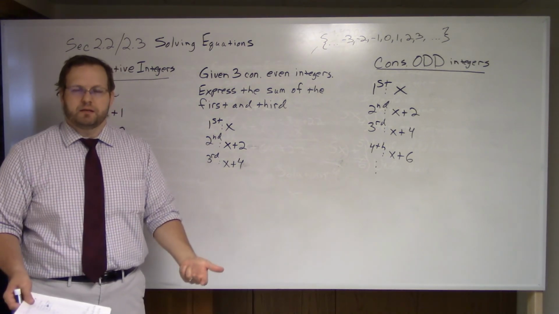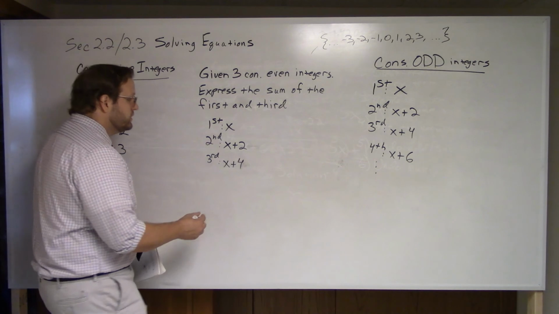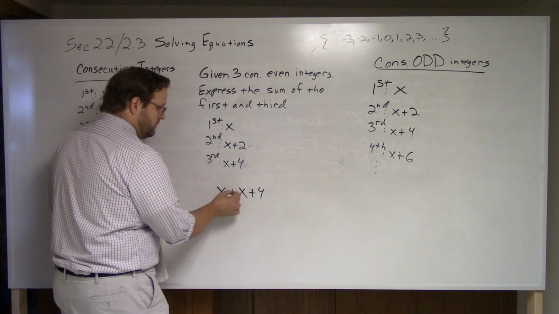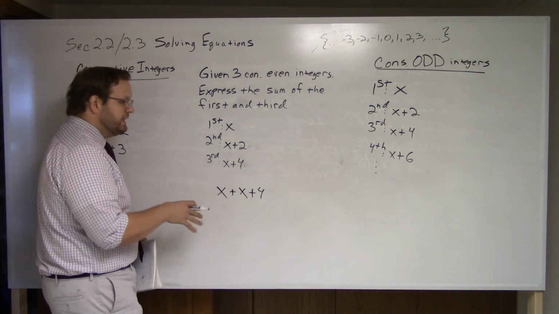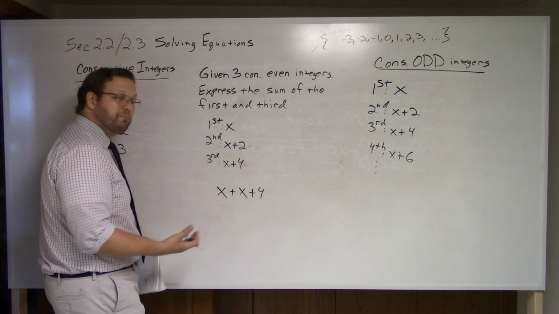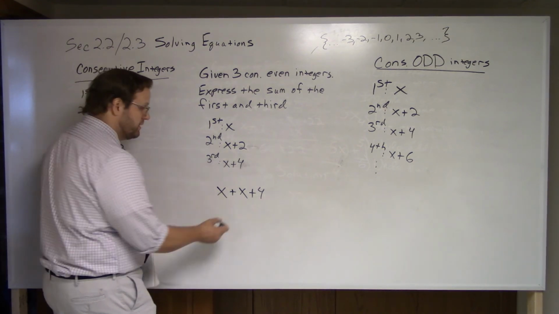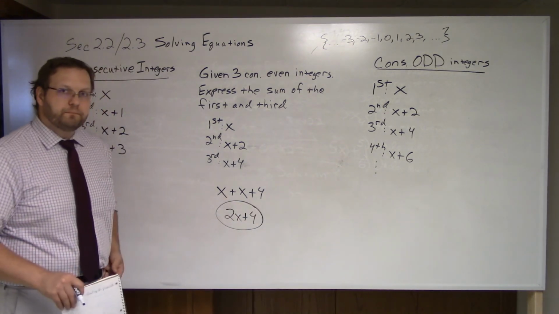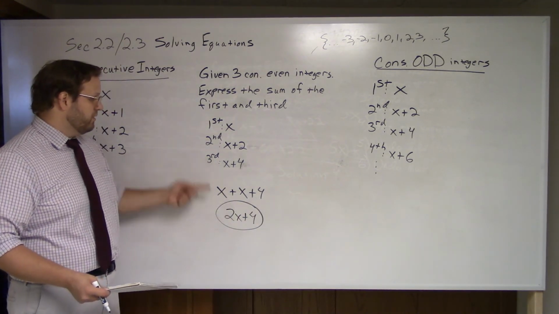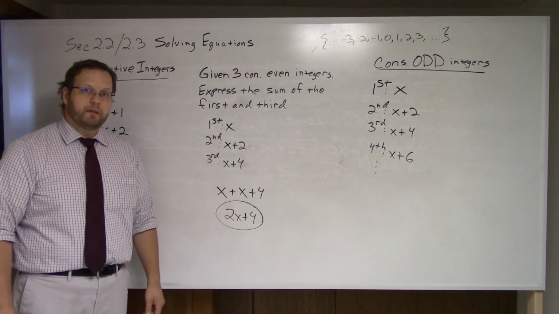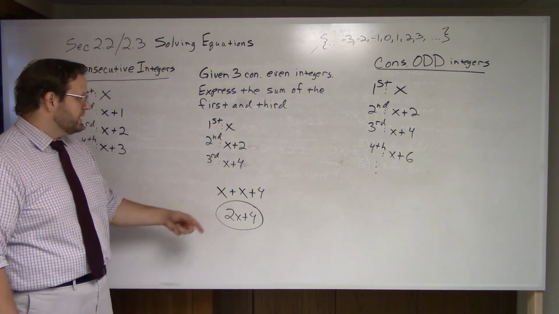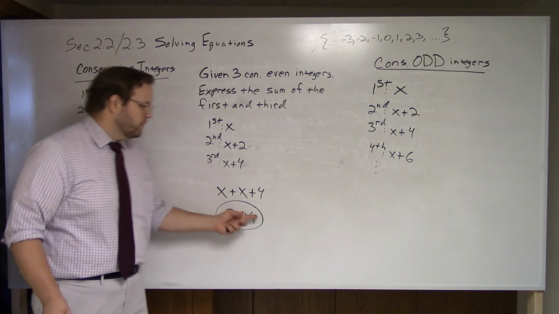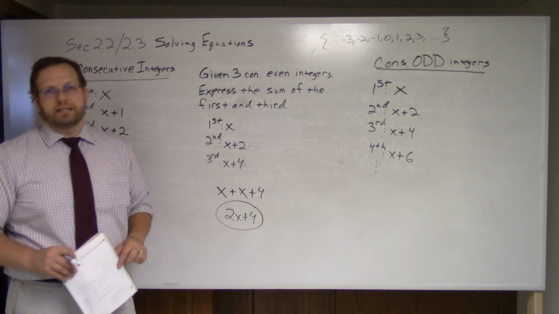What does sum mean? Sum means you add. So what we're going to do is take the first one and the third one and add them up. Now we never want to leave an expression like that. I want to simplify it if I can, and what I mean by that is combine like terms. I get 2x plus 4. And there we go. That's expressing the sum of the first and third as an algebraic expression. Okay, what we're going to do later on in this chapter is they're going to say the sum of the first and the third is 50. Okay, find the integers. Then we're going to have an equation that we need to solve. We'll get to that in a later section.